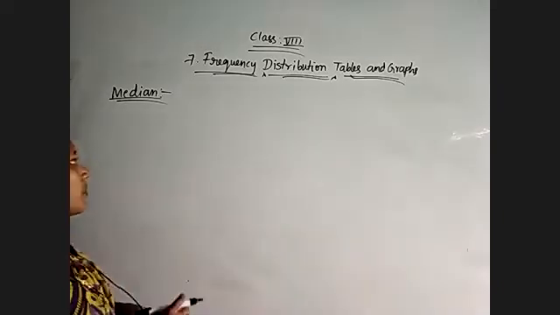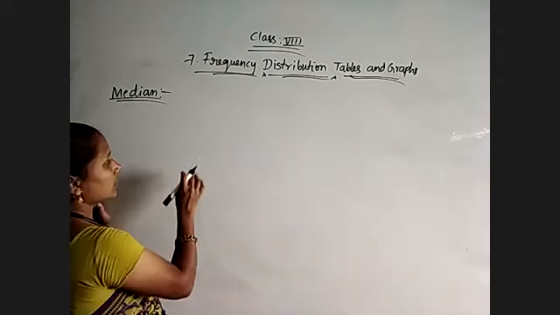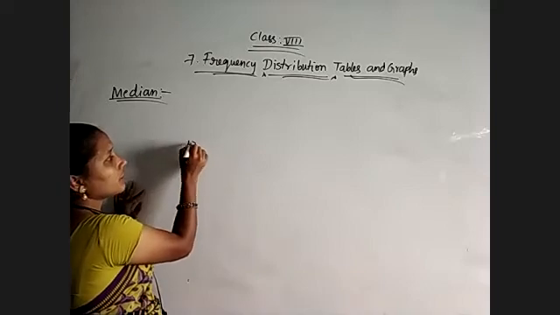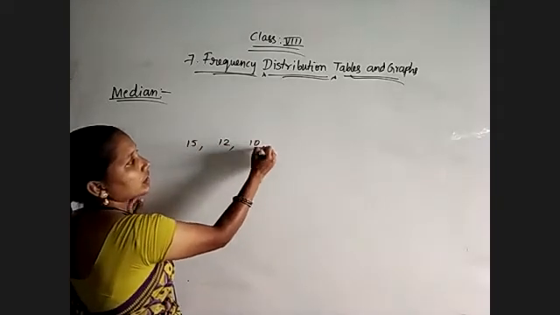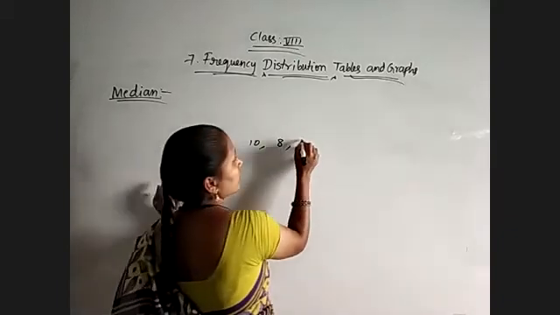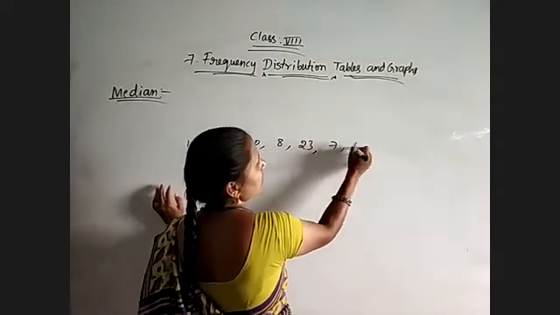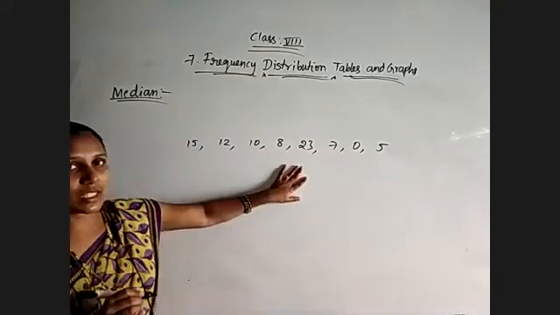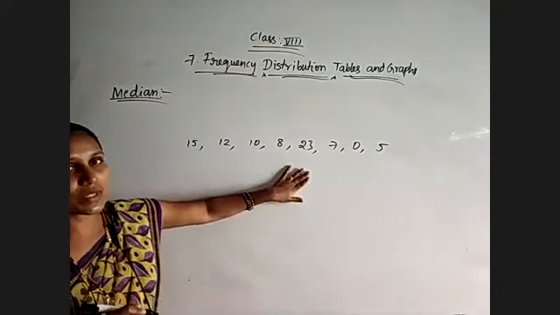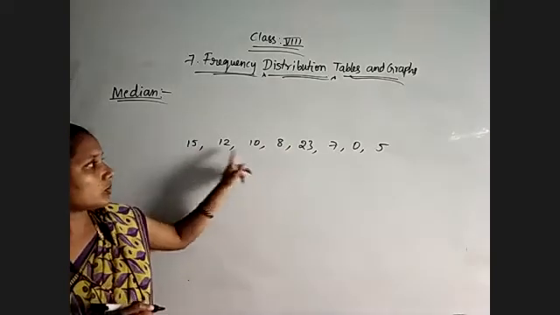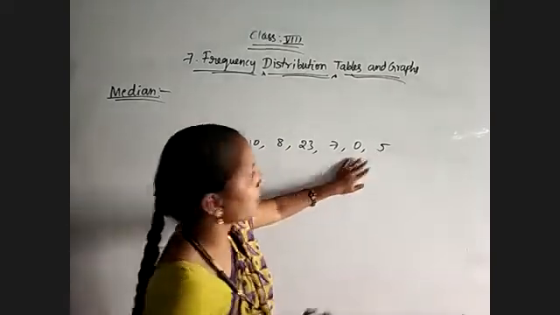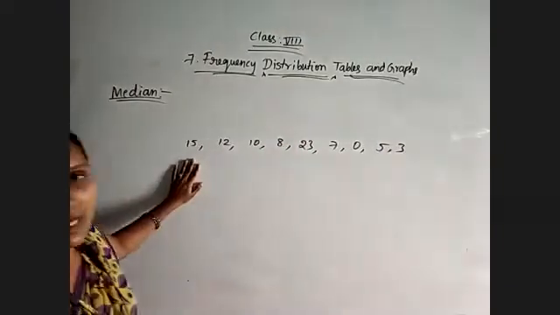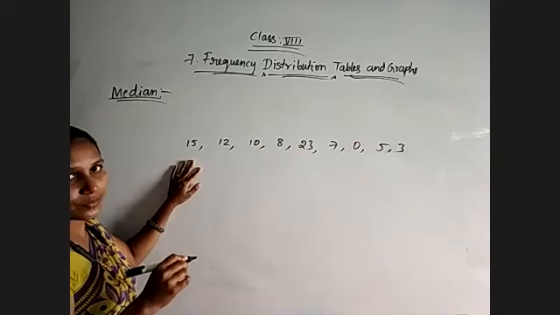See, suppose I am giving some data, some entries in the data. Suppose I give 15, 12, 10, 8, 23, 7, 0, 5. Like this I have given some observations in the data. So 1, 2, 3, 4, 5, 6, 7, 8. One more number I am taking, 3. Like this I have total 9 numbers.